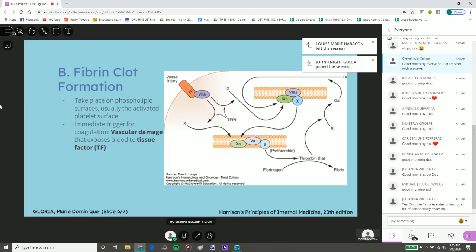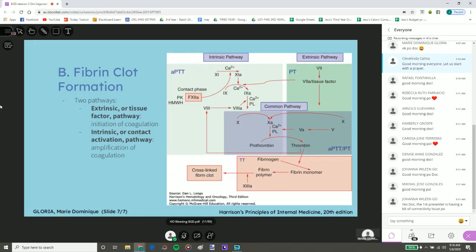Next, we will be discussing your fibrin clot formation. This takes place on your phospholipid surfaces, which is usually the activated platelet surface. Now, the immediate trigger for coagulation is vascular damage, which leads to the exposure of tissue factor in your blood.